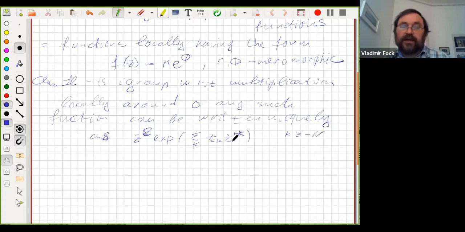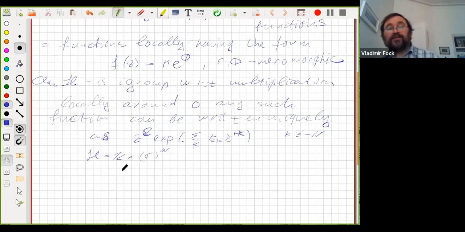Well, we'll also consider functions with an upper bound, but nevertheless, this form is independent of the choice. Of course, if you change coordinates, then the coefficients t change. So this representation depends on the coordinate system chosen. But once it's chosen, you can parameterize this group H. So this group H locally can be represented as a product Z times C to the power infinity. We have one integer coordinate and infinitely many others.